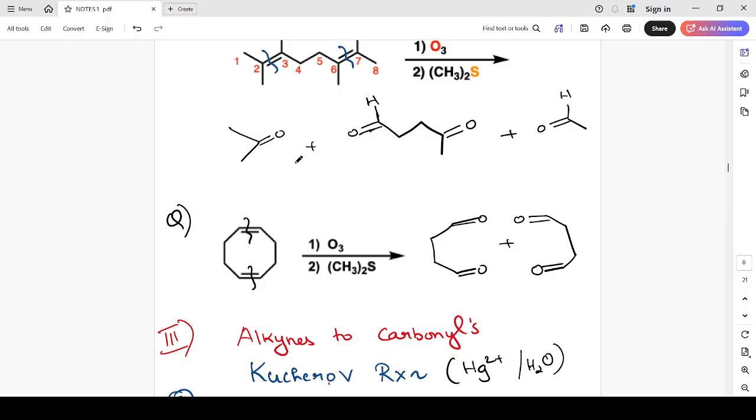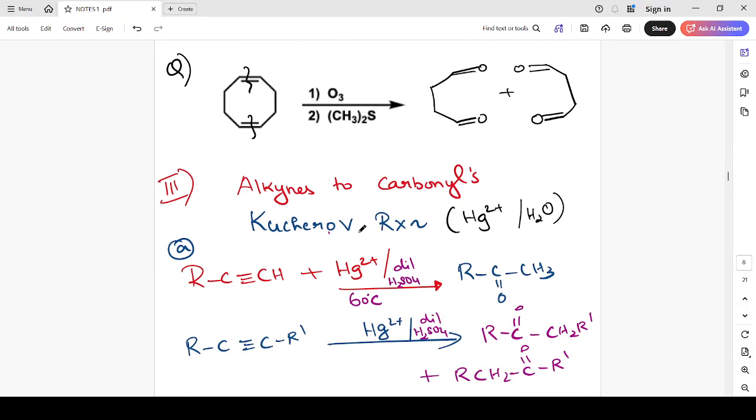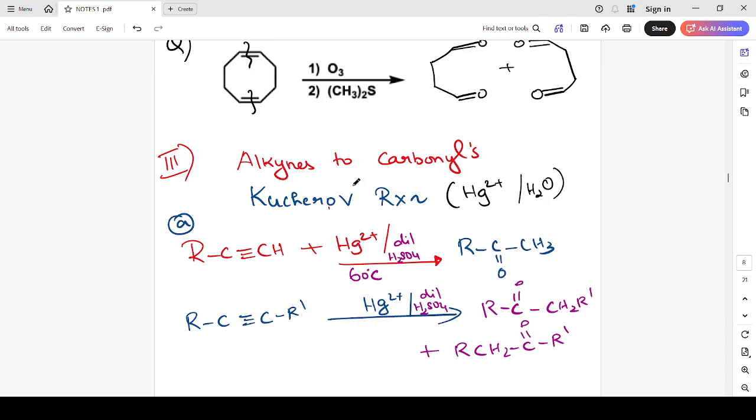So when the products are provided, how do you go to the reactants? As you mentioned, remove the oxygen in between them and just club them by double bonds so that you go to the reactants. Right? The next reaction is called Kucherov reaction, where the alkynes are converted into carbonyls.